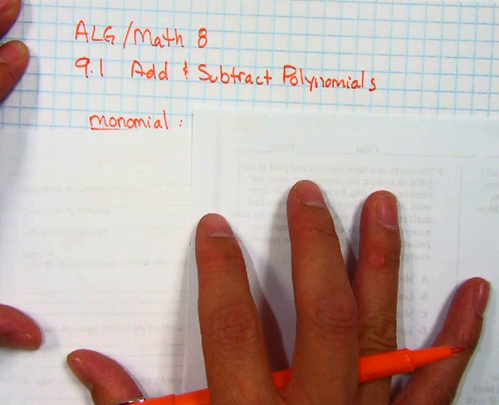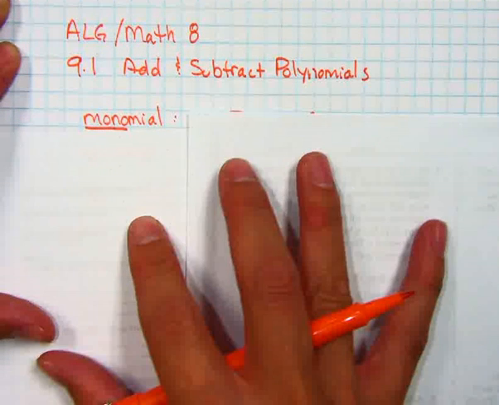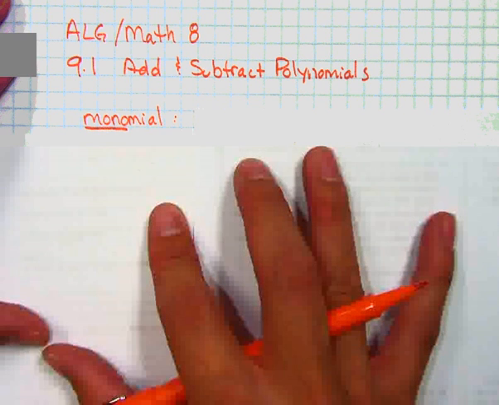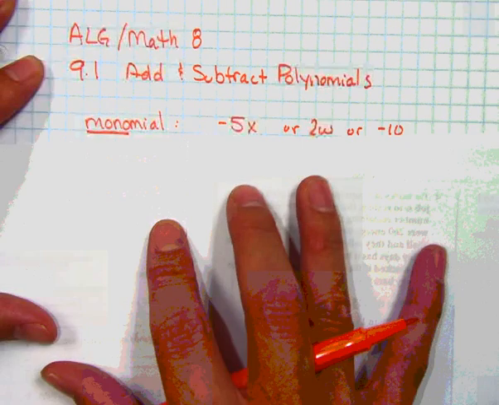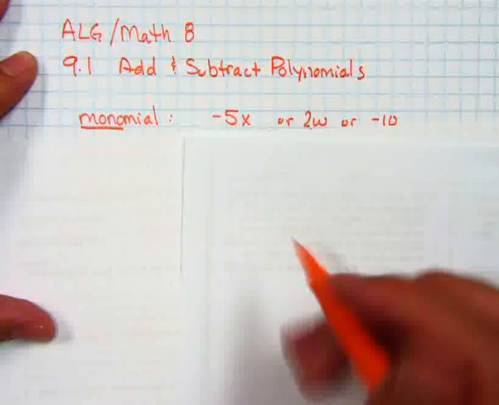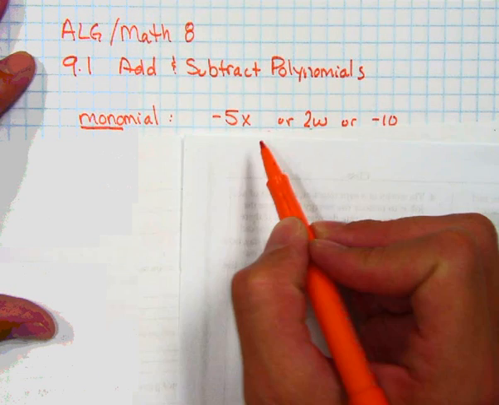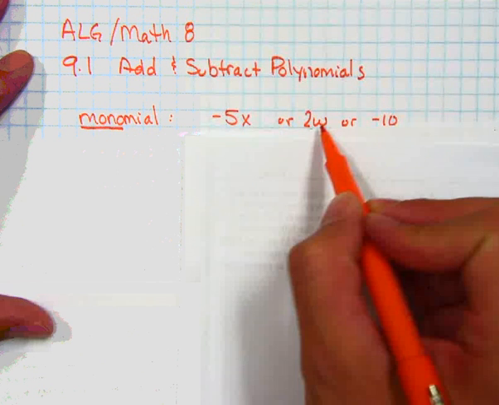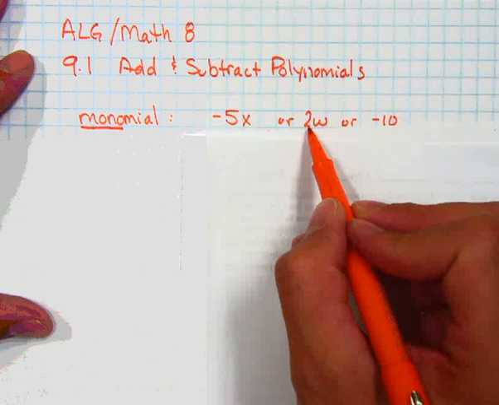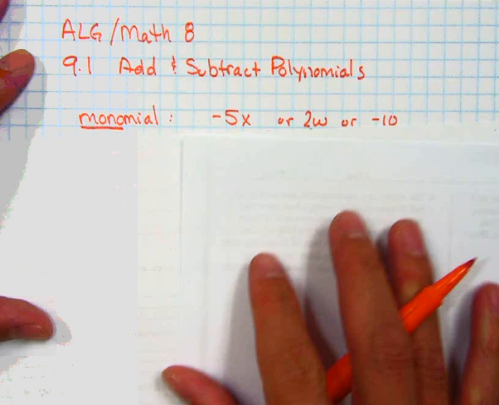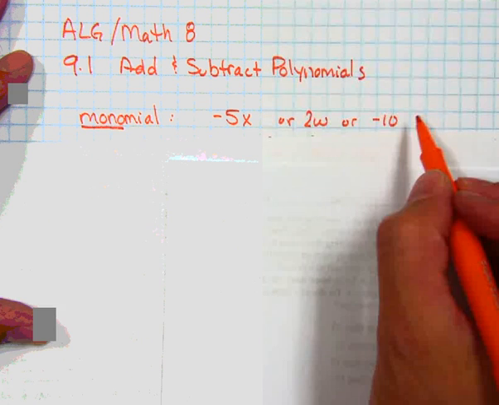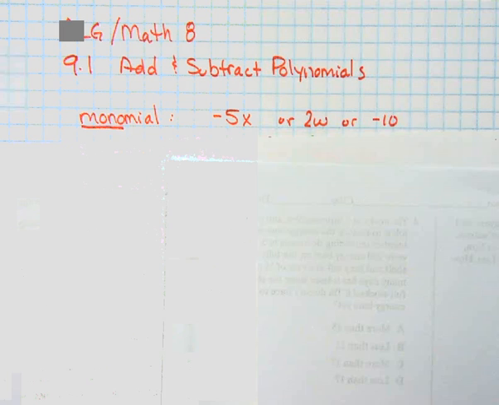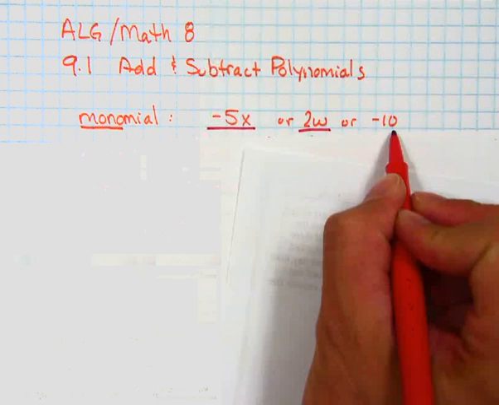Mono, if you look at the prefix, not in Spanish. Spanish mono means monkey, but mono in English is like singular, right? Monotheism, monopoly, things like that. Here are some examples of monomials. Negative 5x. So it's got a sign, a number, and sometimes a variable. Or 2w, that's a positive 2 and a w. Or it could just be the sign and the number without a variable, negative 10. Perfect. All those are examples of monomials. Just one single term, one single term, one single term.